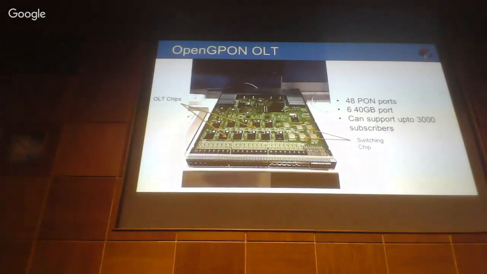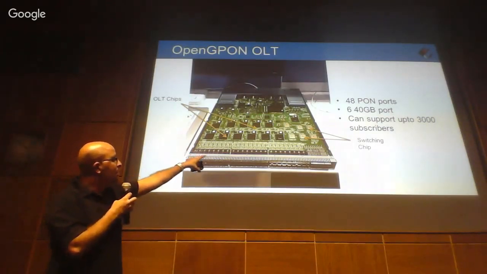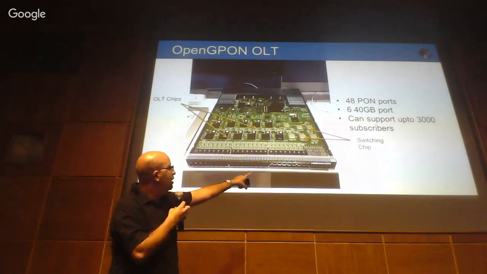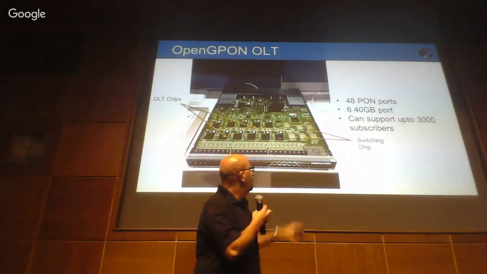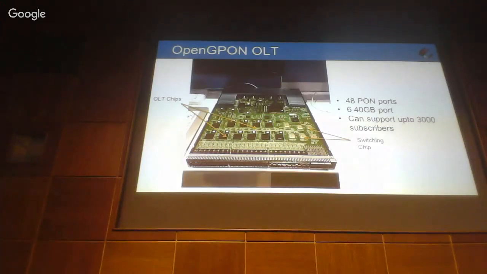So this is the Open GPON OLT. For those of you who were at ONS last year, if you came to our booth, you would have seen it. Those black things here are the OLT chips. There are 48 PON ports up the front and 6 40-gig ports. Each of those 40-gig ports is divided into 4 by 10 gig lanes, and each 10 gig lane is dedicated to 1 OLT chip.